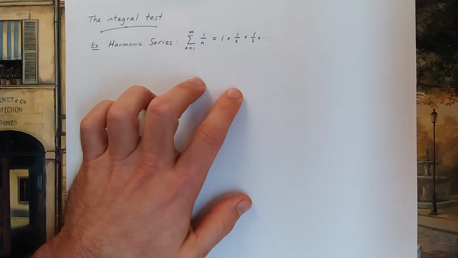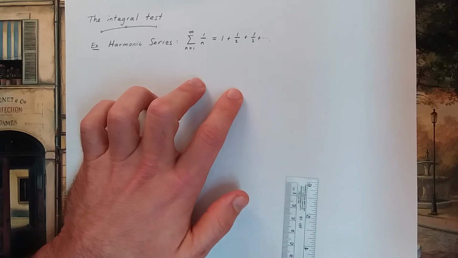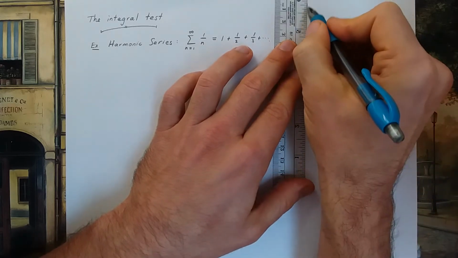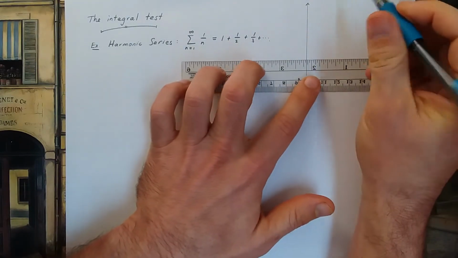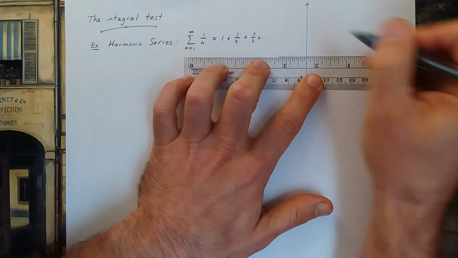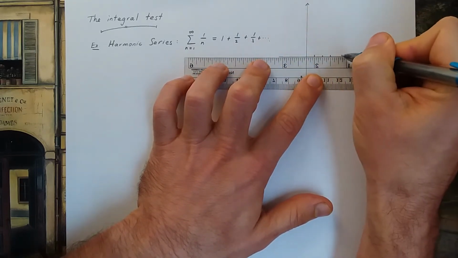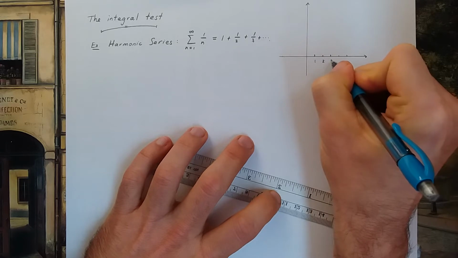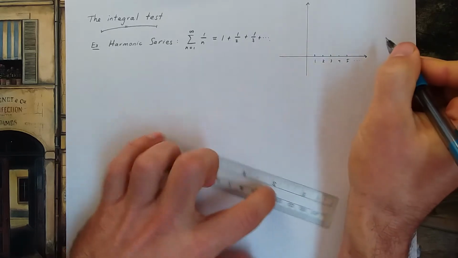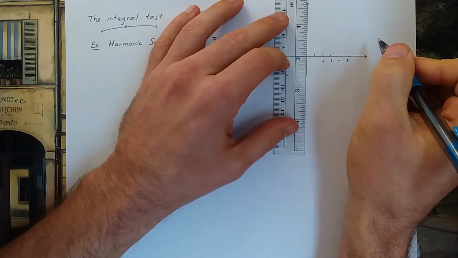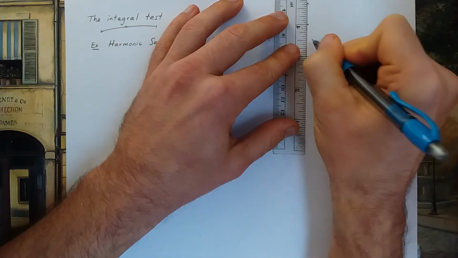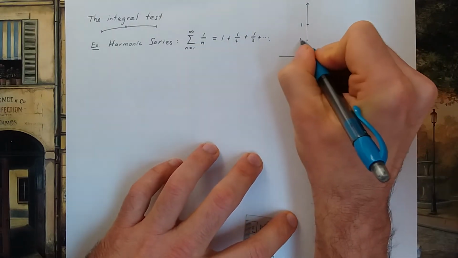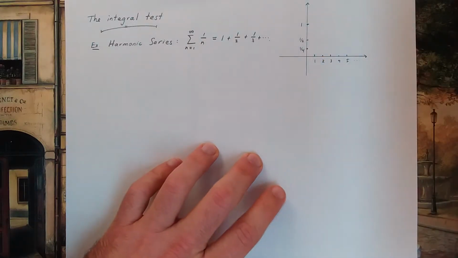We've already seen that this series diverges, but I'd like to give you another reason why this series diverges using a geometric argument. So let me draw an axis system. The x-axis will be 1, 2, 3, 4, 5, and so on. And I'm going to scale my y-axis a little bit differently so the picture looks a little bit more clear. So the scale will be different. This will be 1 way up here, 1/2, 1/4, and so on.